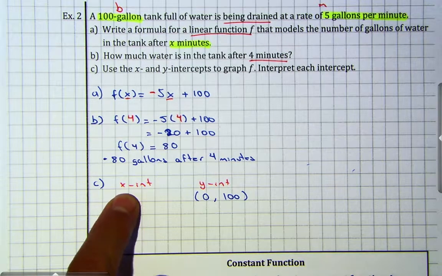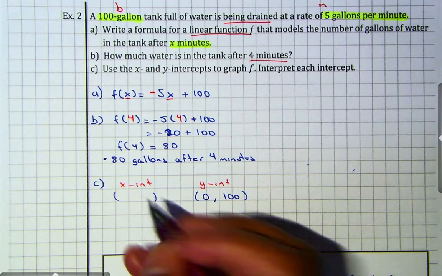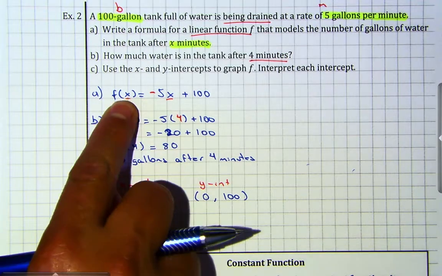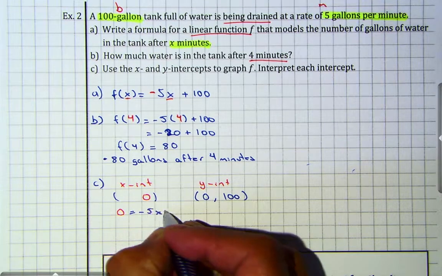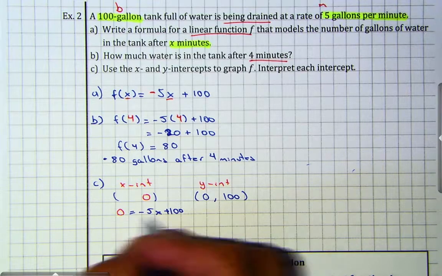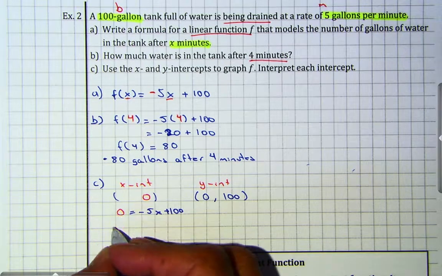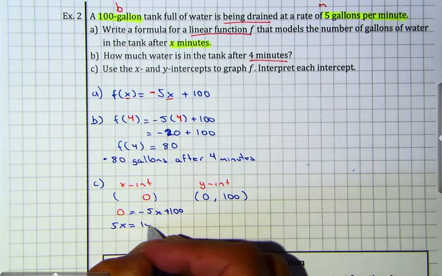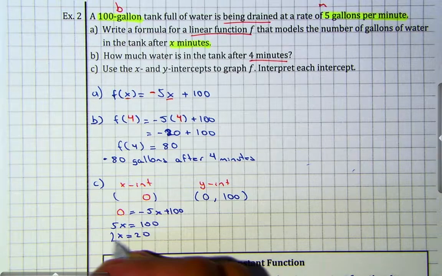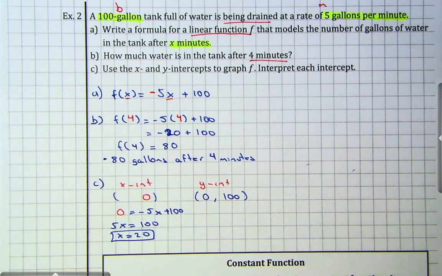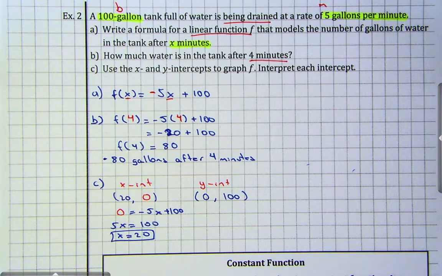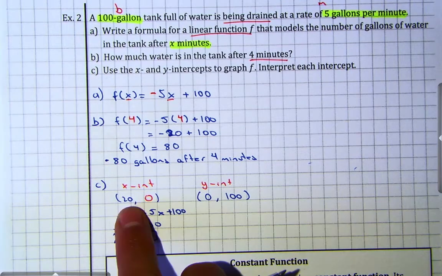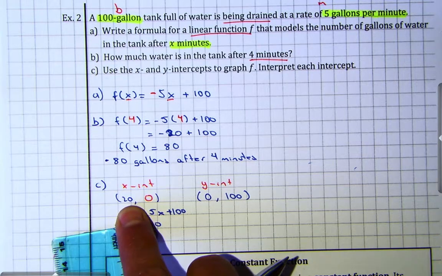To find your x-intercept, we're going to let y equal 0, which is your f of x function. So that'll be 0 equals negative 5x plus 100. Subtract 100 on both sides, or just move the 5x to the left. You can say 5x equals 100, so x is equal to 20. Let's make a quick sketch, and then we can interpret the intercepts afterwards. My x-intercept is (20, 0).